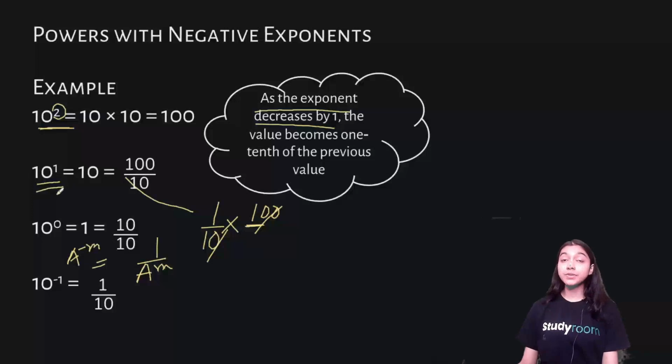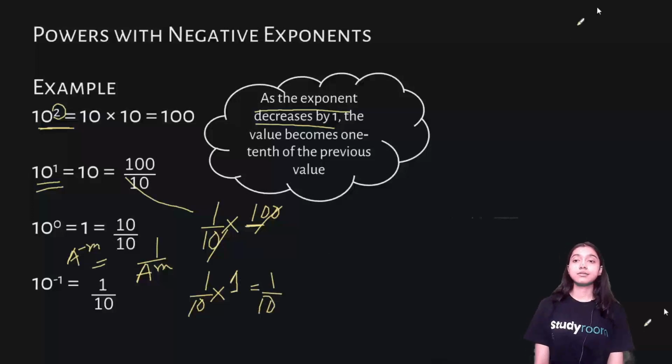So we are observing that whenever the exponent is decreasing by 1, the value is becoming 1/10 the value of the previous one. Let's take an example over here. When we have 10 to the power minus 1, it is becoming 1/10 of the value of the previous one. The previous value was 1. So we are getting 1 by 10. So this is a common observation in case of exponents.